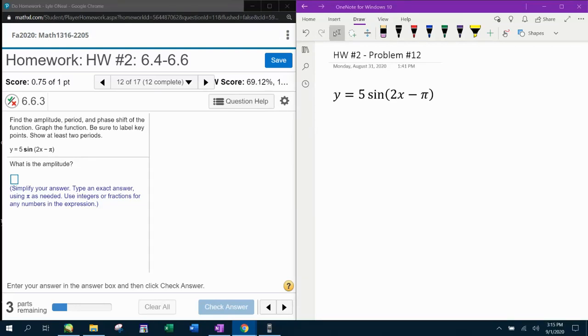All right, here we go. Question number 12 from our 1316 homework number 2 in MyLab Math. They want us to find the amplitude, period, and the phase shift of the function. Then we're going to have to graph the function. Be sure to label key points.